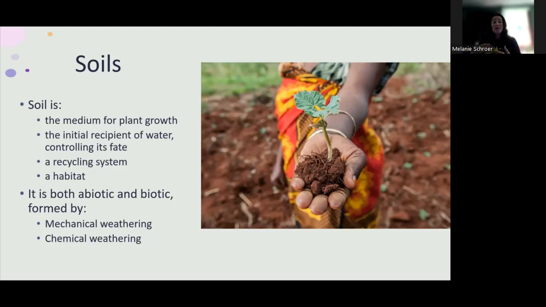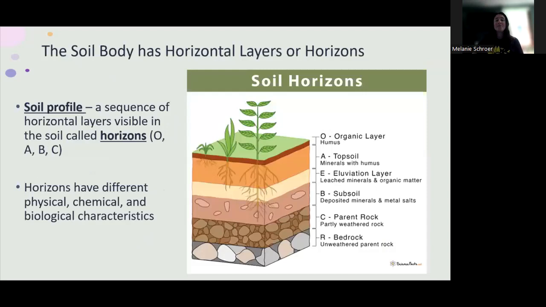Also, there is a considerable addition of organic material, and so these dead organisms or shed leaves or branches, these tissues give rise to soil as well. Again, soil is not just abiotic bits of rock, but also a living ecosystem with biotic and abiotic components.